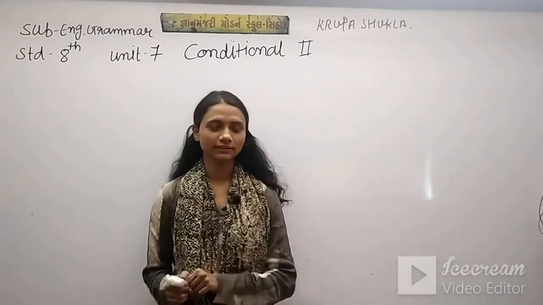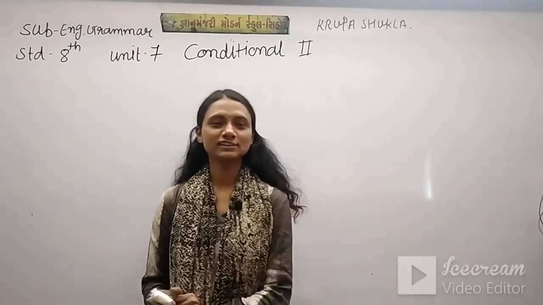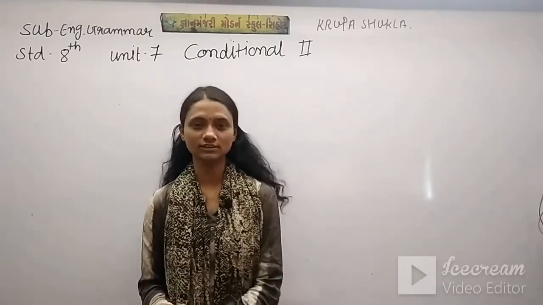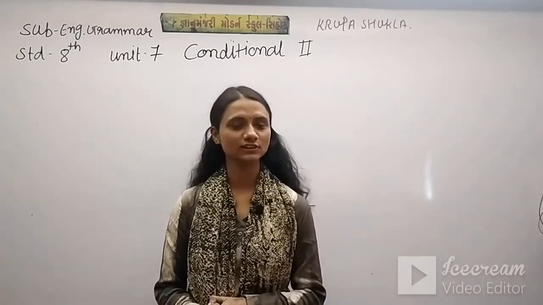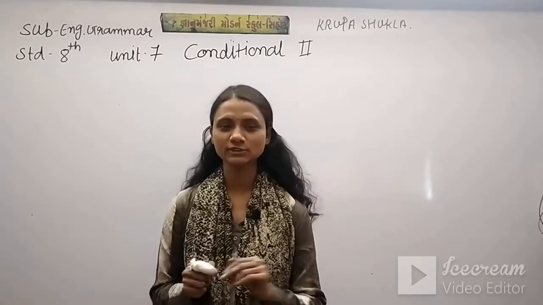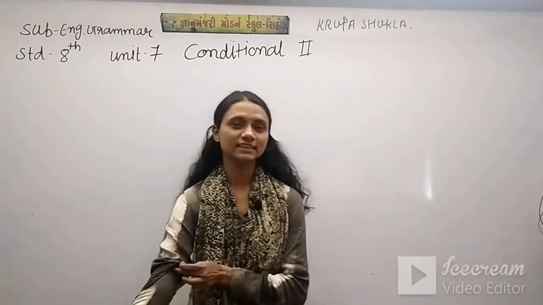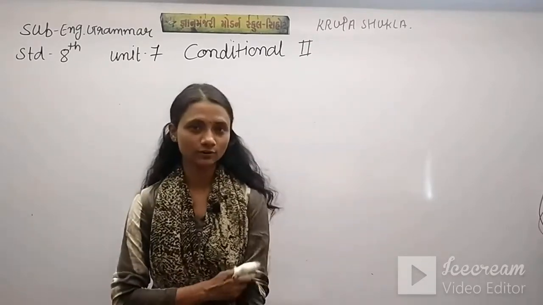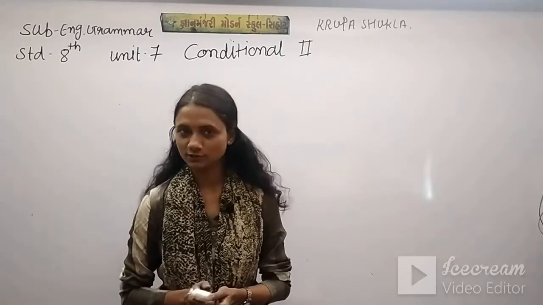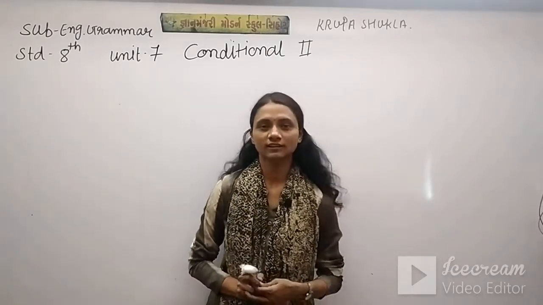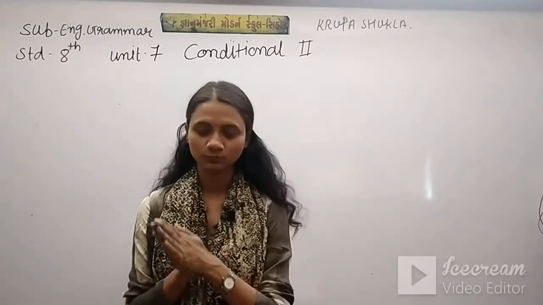Students, this is the GE period and we are going to start unit number 7, that is conditional 2. Conditional 0 and conditional 1 we have discussed, and now it's time to go for another unit, conditional number 2. There are actually 4 types of conditional: 0, 1, 2, 3. But conditional 0 is not given in your syllabus, though we have discussed that. So it's conditional 2. Today's topic is the uses, that is how to use this conditional 2, that we discuss in this video.